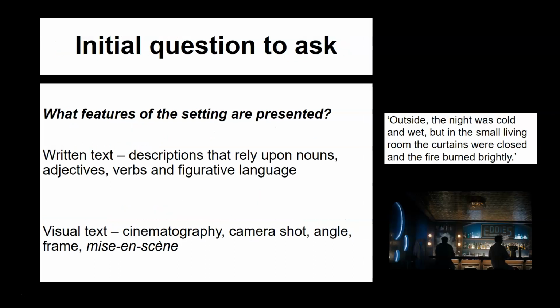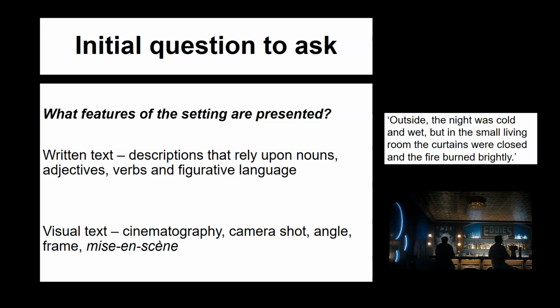An initial question to ask when analyzing a setting throughout any text is, what features of the setting are presented and how are they presented? Typically, within a written text, these are the descriptions that rely upon nouns, adjectives, and verbs, and even the use of figurative language. For instance, outside the night was cold and wet, but in the small living room the curtains were closed and the fire burned brightly.